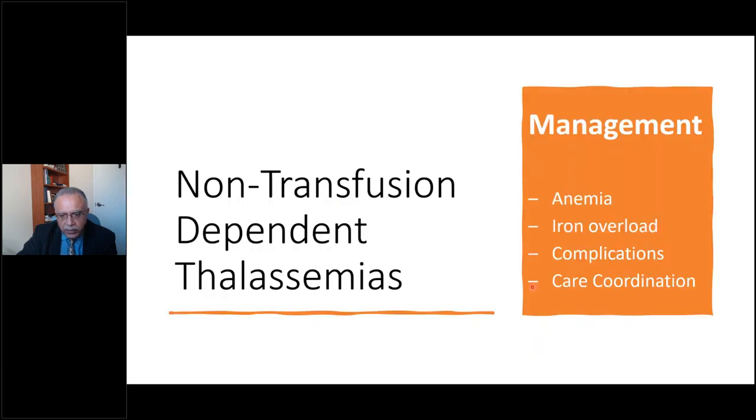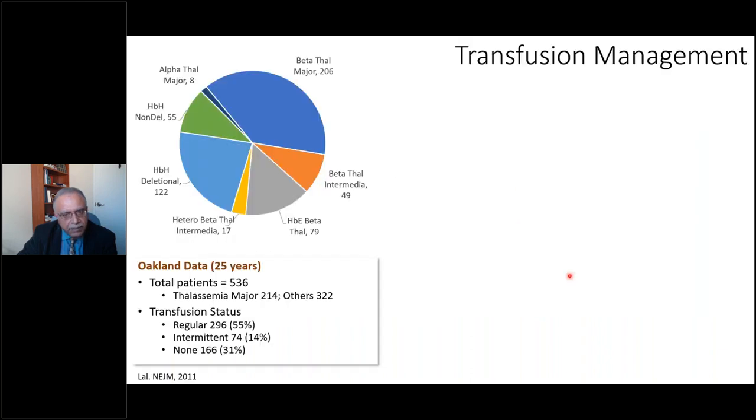So in the section on management, we'll talk briefly about anemia, iron overload, treatment and management of some complications, and then care coordination. The big question that comes up is how do we decide which patient to transfuse or not? And that still remains one of the unsolved challenges. There are patients where we are clear about the decisions, and there are patients that are just on the borderline, and it's hard to understand whether the decision is correct or not.